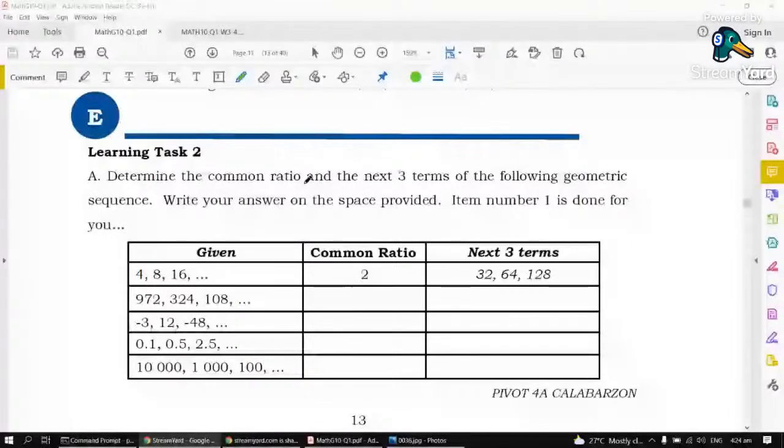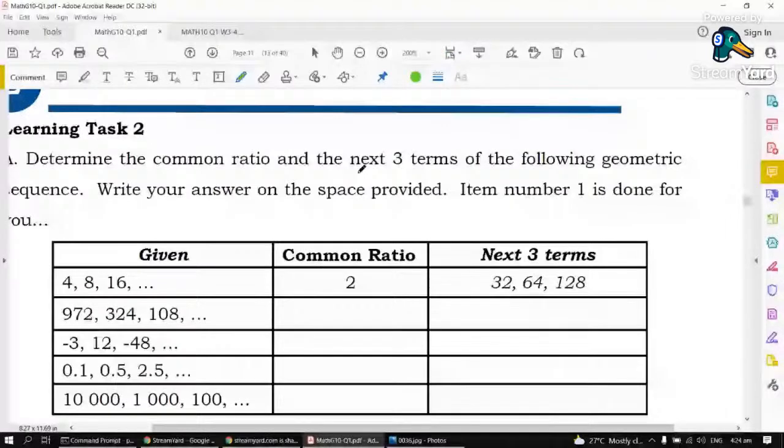Okay, so dito na tayo sa part 3 ng week 3 to 4 kung saan i-discuss natin ang learning task 2. So dito sa learning task 2, pinapadetermine sa atin ano daw ang common ratio. At kapag may common ratio, ano daw ang next 3 terms? Ano daw yung tatlong susunod na term?